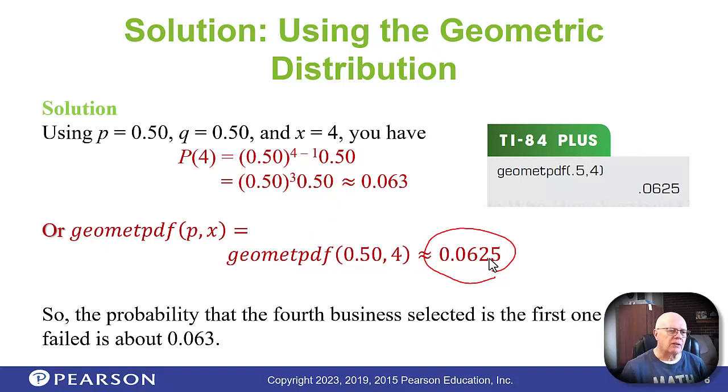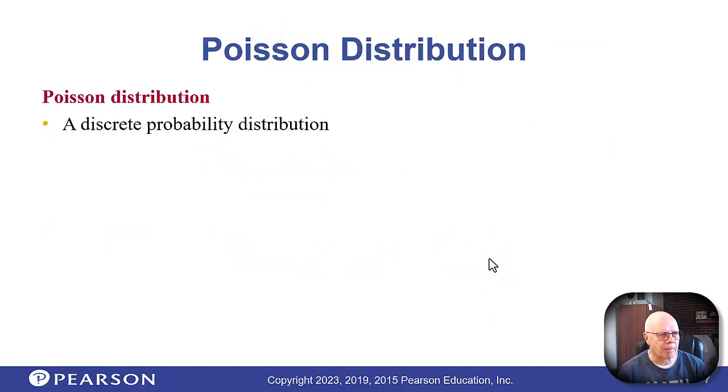So the probability that the fourth business selected is the first one to have failed is about 6%, or 6.3%, depending on where you decide to take the decimal places. Now, that's the geometric. We're going to move on to the Poisson distribution. And this one's different. In some ways, quite a bit different, but it's easy, maybe even easier to solve.